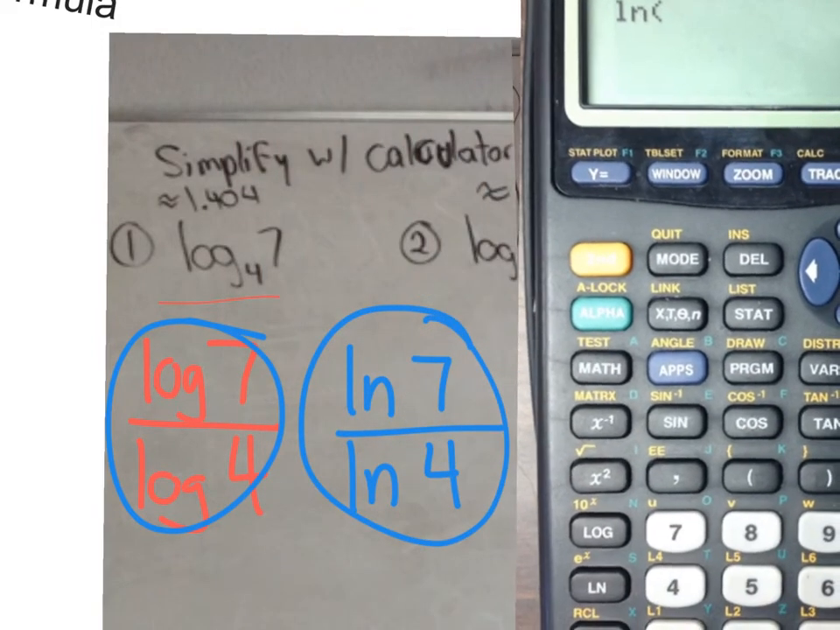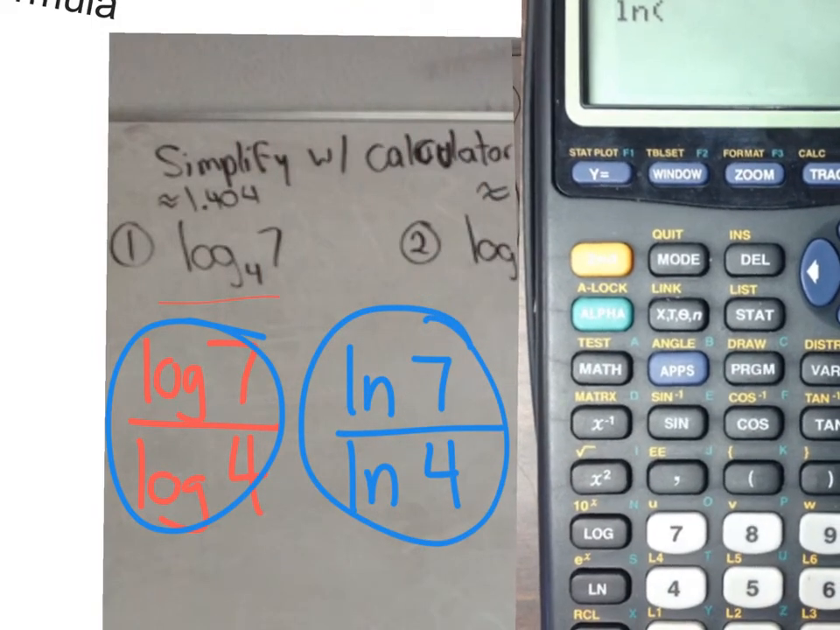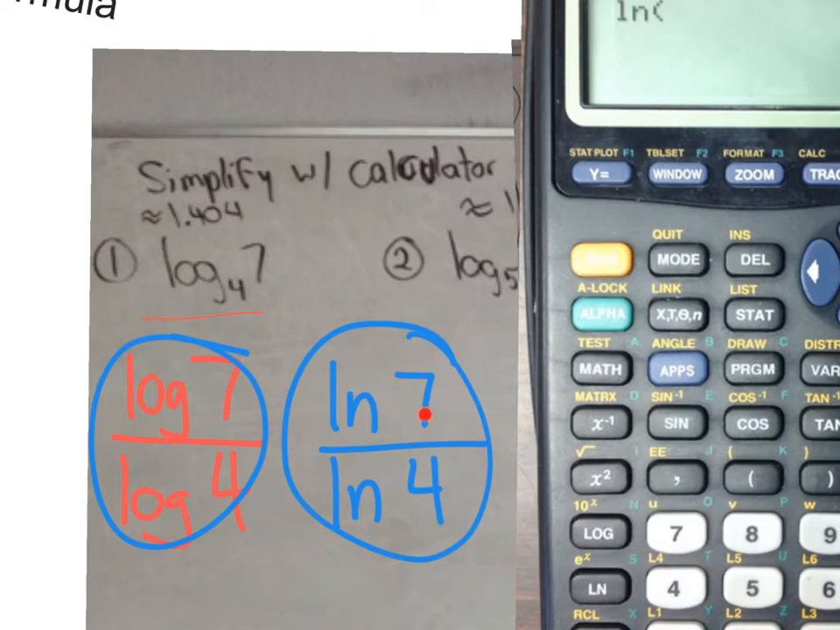Then you're going to type in 7. And then you're going to close parentheses. Let me just show you how it is on the calculator here.